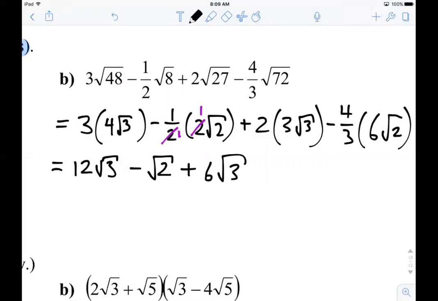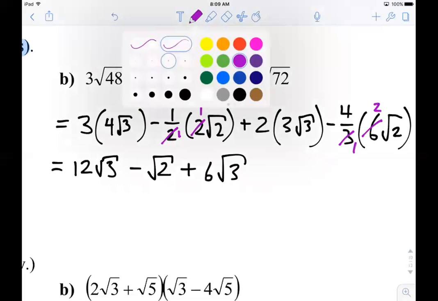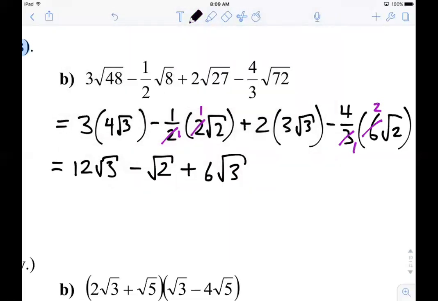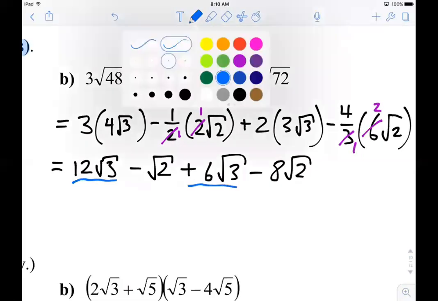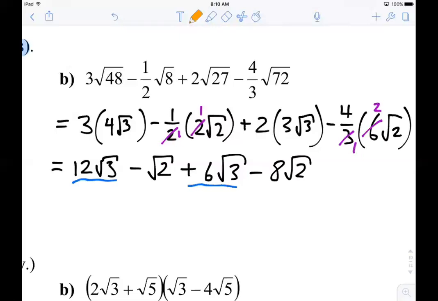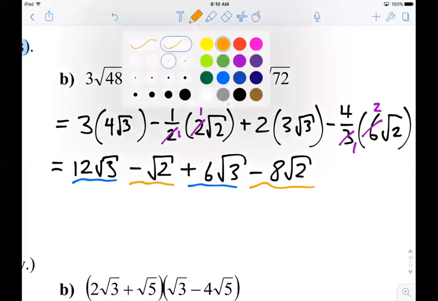And then in this last one here, I'll do a similar little step where I can divide 6 by 3 and leave a factor of 2, as long as I can divide 3 by 3 to leave a factor of 1. So this is really going to be subtract 8√2. So I take a step back and look at what I have. I have this term here that has a √3 attached, and this term here that also has a √3 attached. And separately, I have this one with a √2 and this one with a √2. So let's combine those like terms together.